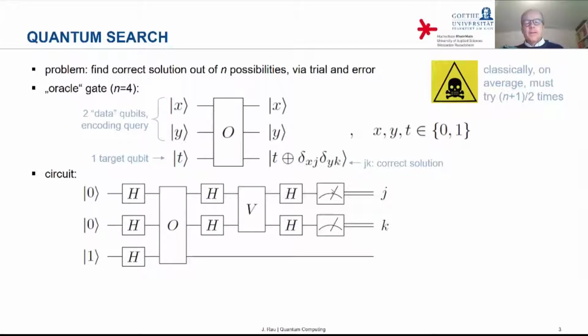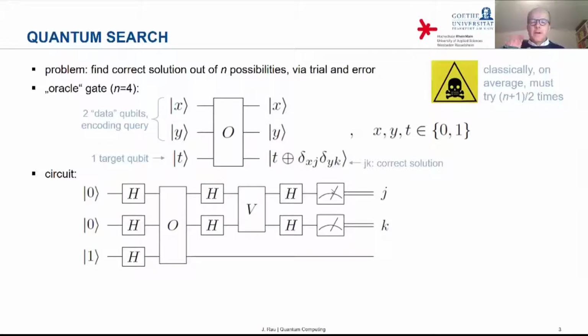After the oracle, basically the last qubit, the third qubit, has done its share, and nothing happens with it anymore. So we can basically ignore it after the oracle. And the 2 data qubits undergo yet another Hadamard transformation. Then they pass through a specific 2-qubit gate, which I will explain in detail in a minute.